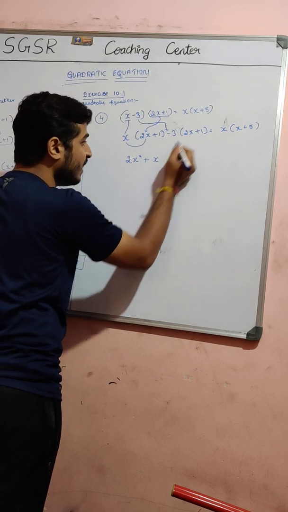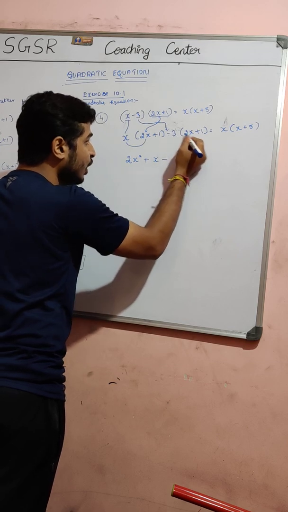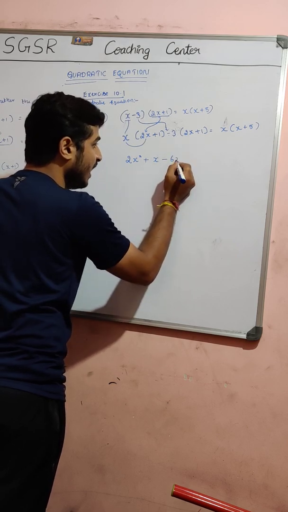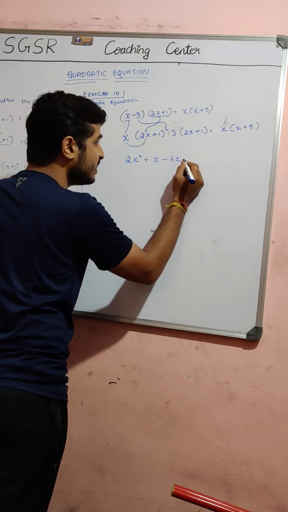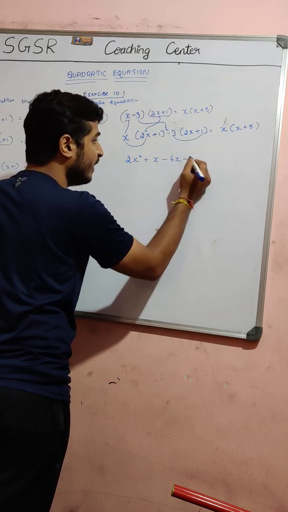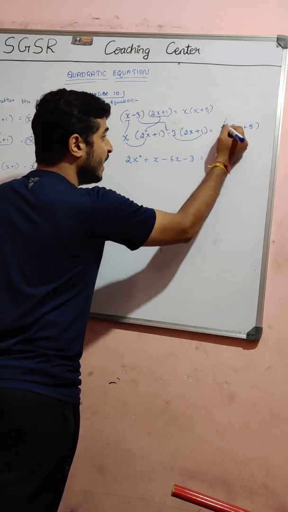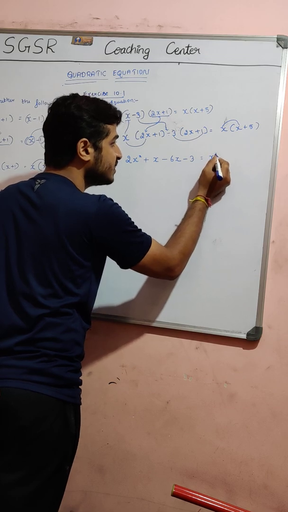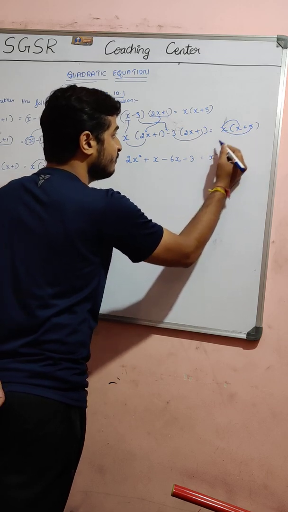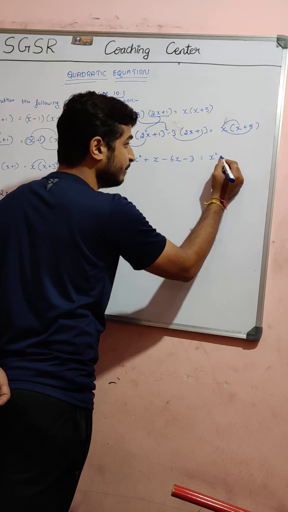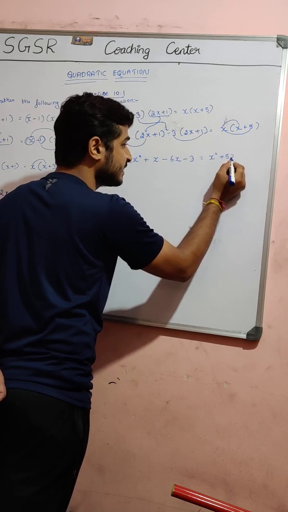So minus into plus, it becomes minus. 3 into 2, 6x. So minus into plus, it becomes minus. 3 into 1, 3 is equal to x into x, it is nothing but x square. Now plus 5 into x is nothing but plus 5x.